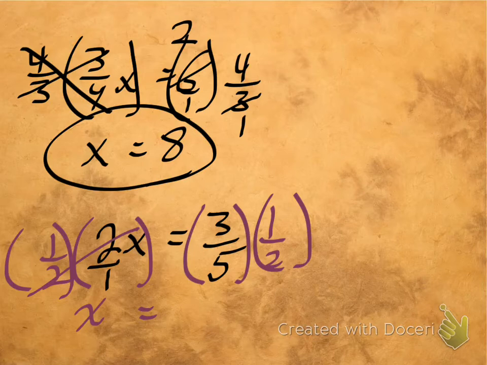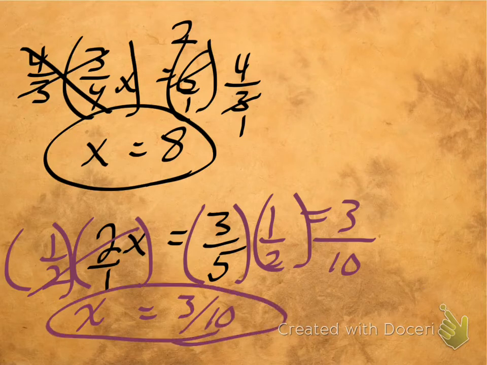Why would we cancel the ones? Oh. If we cancel the ones, we would just get one. So they're already canceled. So on the top over here, we're going to get 3/10. So I get 3/10.